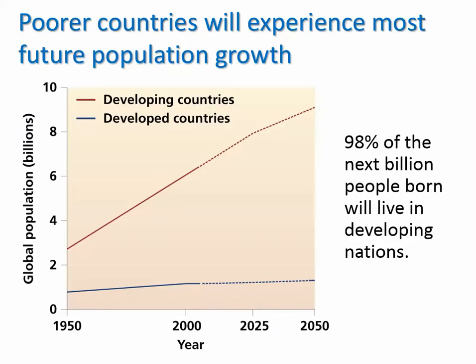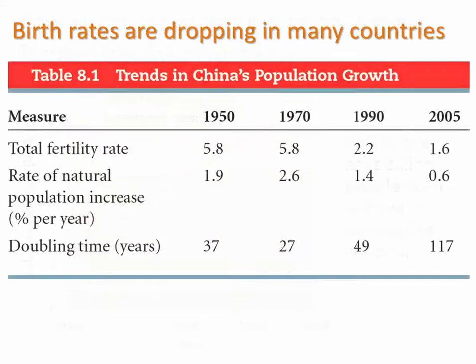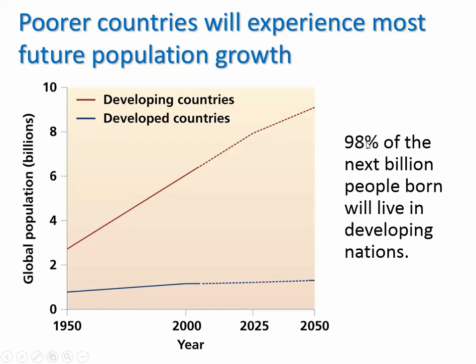So most of the population growth is going to be in poorer countries that are going through the stages of becoming developed countries. So they're what we would call developing. And basically, you can divide countries now into either developing countries or developed countries. And we're going to take a look at some of those transitions in the next video, part 2. But I want to just draw attention to this. 98% of the next billion people born will be living in developing nations. That's where the big growth is.